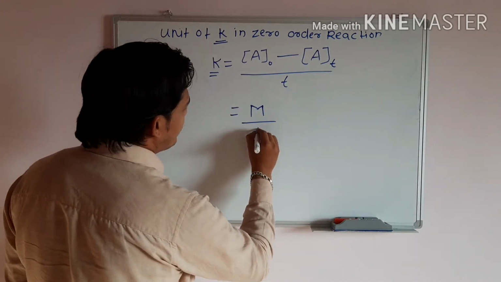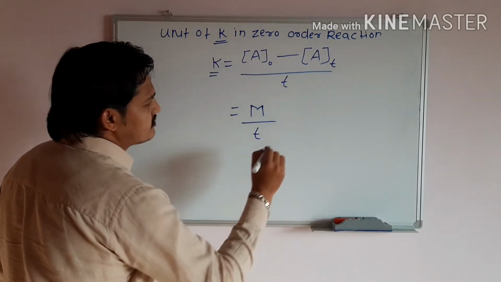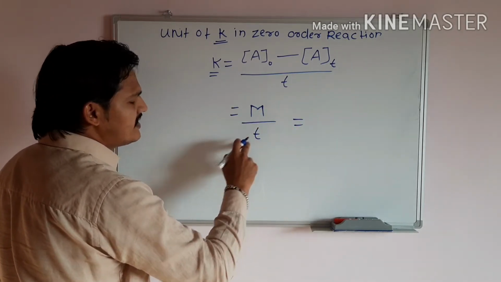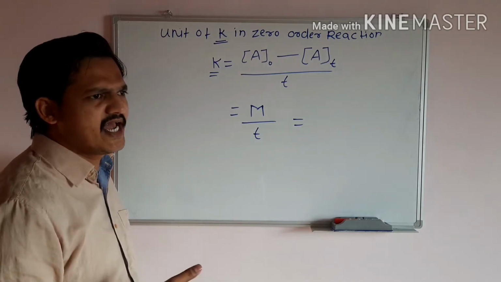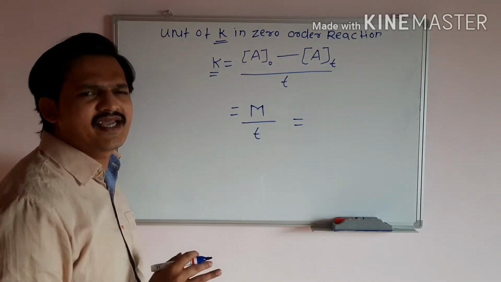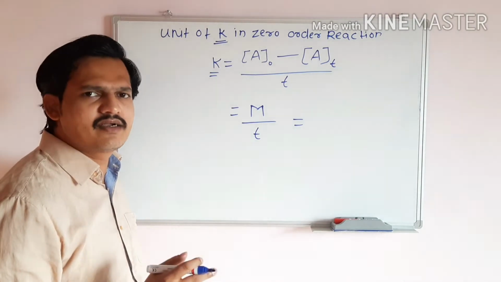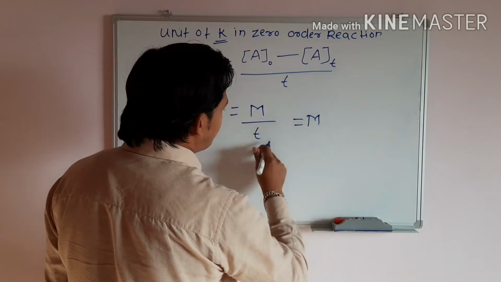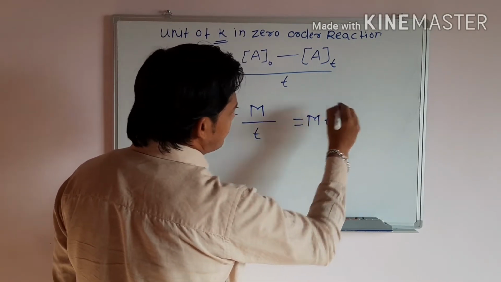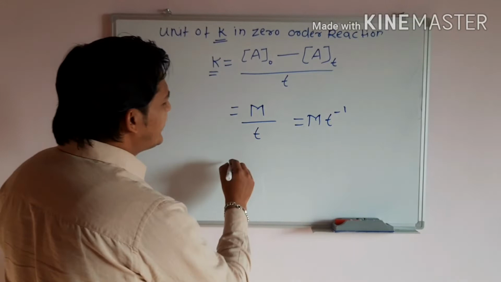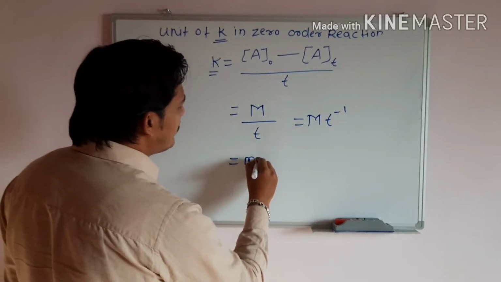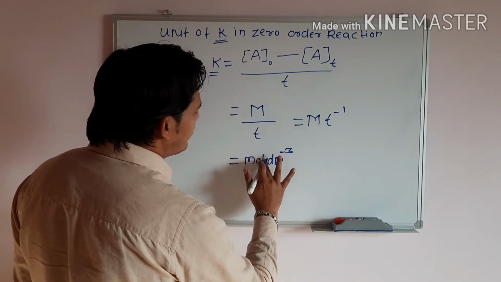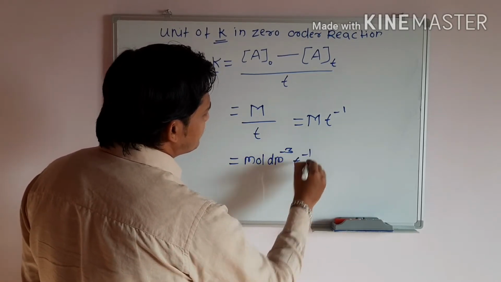Molarity, okay, M by t. Let us move to the t. I am not replacing t here with second or minute; t indicates second, minute, or hour. So M, t inverse. Molarity means mole per dm cube, as we know, mole per dm cube, and time inverse.